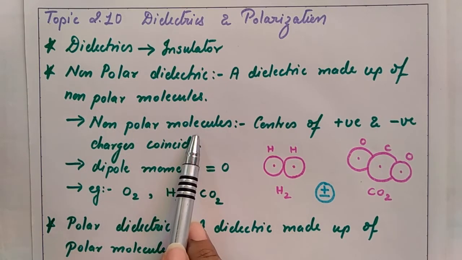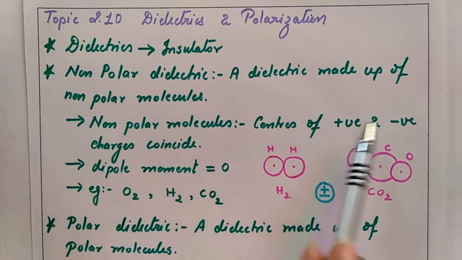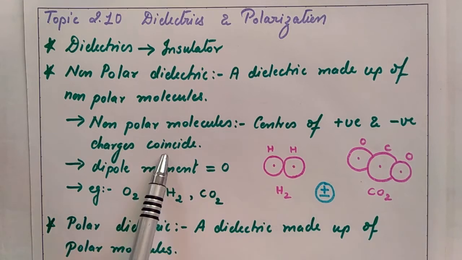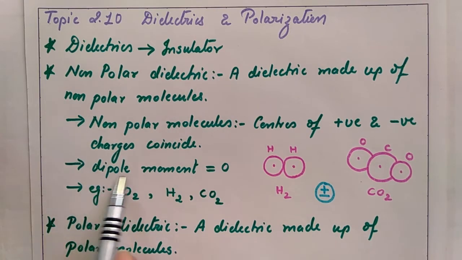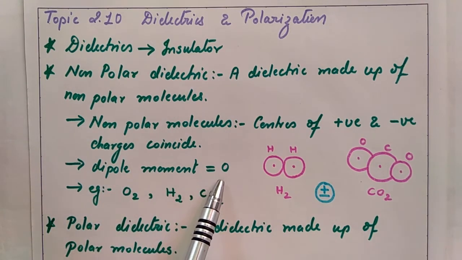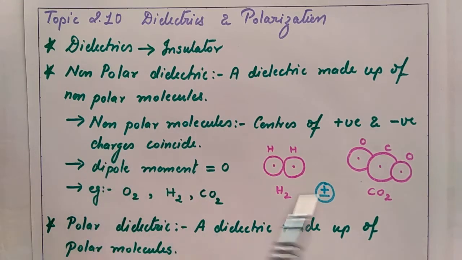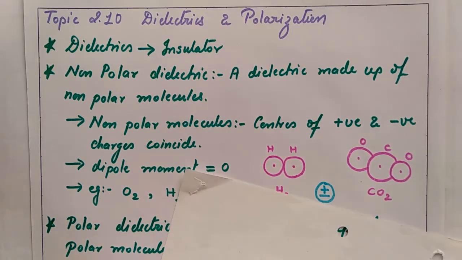So in a non-polar molecule, the centers of the positive charge and the negative charge, they coincide. They are at the same place. So the molecule does not have a positive side and a negative side, and hence the net dipole moment of the molecule is zero. Example of non-polar molecule, we'll see this example H2, and we'll try to understand from the concept of electronegativity how this molecule is non-polar.